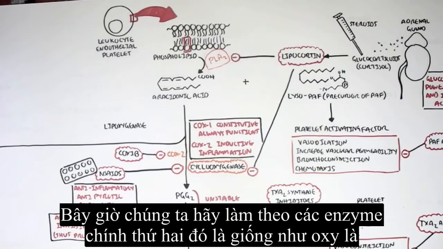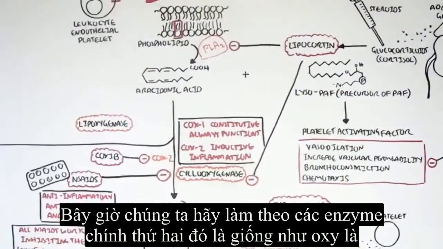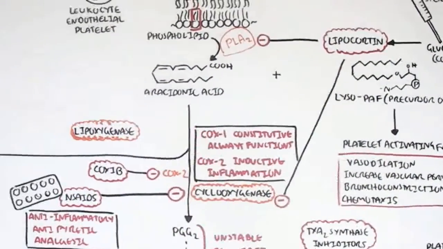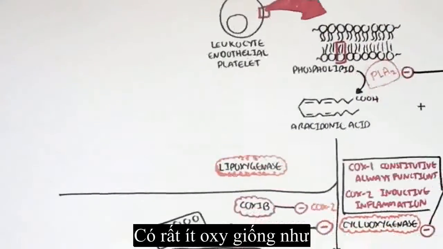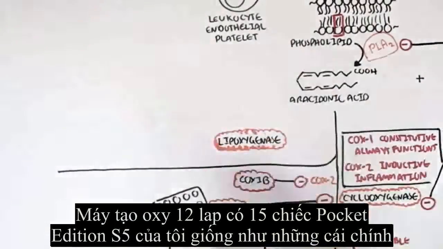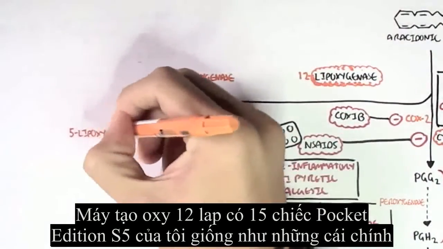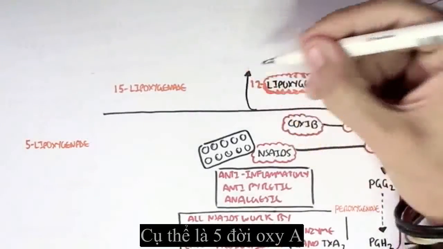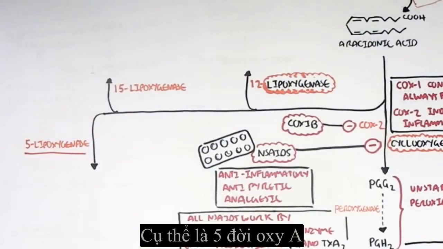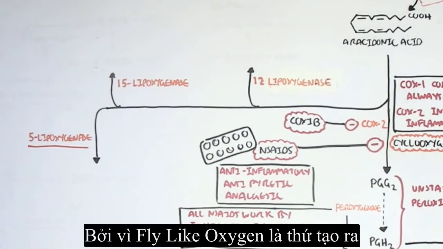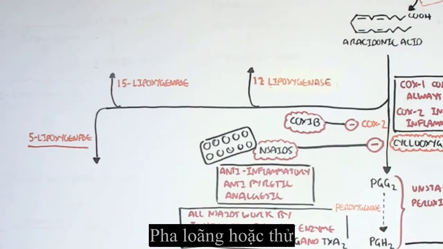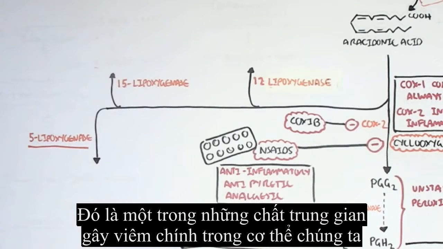Now let's follow the second main enzyme, which is lipoxygenase. There are a few lipoxygenases. There is 12-lipoxygenase, there's 15-lipoxygenase, and there's 5-lipoxygenase. These are the main ones. Specifically 5-lipoxygenase, because 5-lipoxygenase is what produces the leukotrienes, which is one of the main inflammatory mediators in our body.